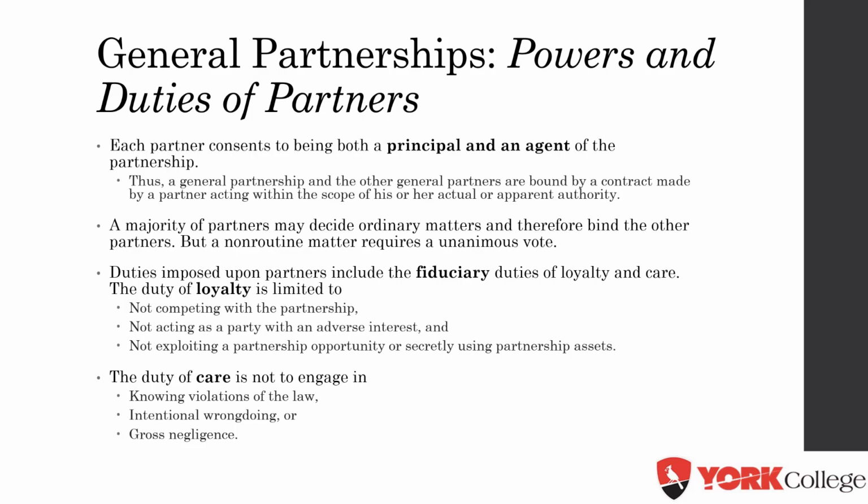In a general partnership, each partner actually consents to being both a principal and an agent of the partnership. This means they have a dual-purpose function, where a general partnership is binding on the general partners through a contract, because whenever a partner is making a decision about the partnership, they're simultaneously acting under the control of the partnership, and they're acting within the scope of his or her actual or apparent authority.